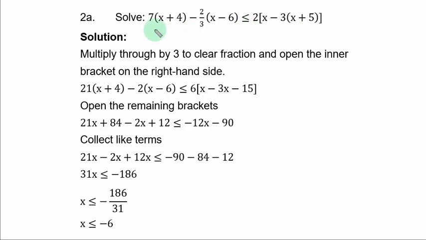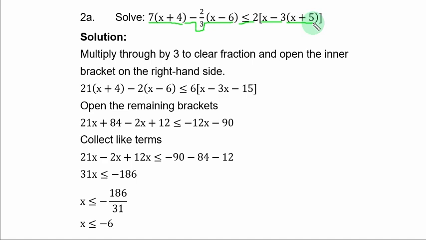Question 2a. Solve 7(s + 4) - 2/3(s - 6) ≤ 2[(s - 3) - (s + 5)]. You open a square bracket, s minus 3, you open a round bracket, s plus 5, and you close both brackets.